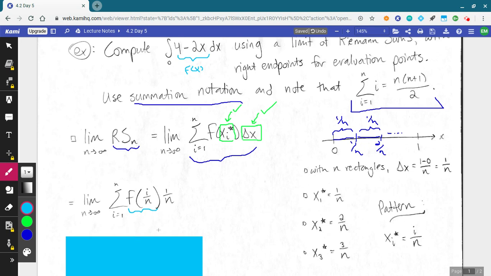if you haven't yet worked past this point, pause the video again and see how much farther you can get, plugging i over n into our function, multiplying that whole thing by 1 over n. Once you do that, we should be able to use a little bit of algebra and our summation notation properties to break this thing apart until we have formulas for the different sums that we're looking at.